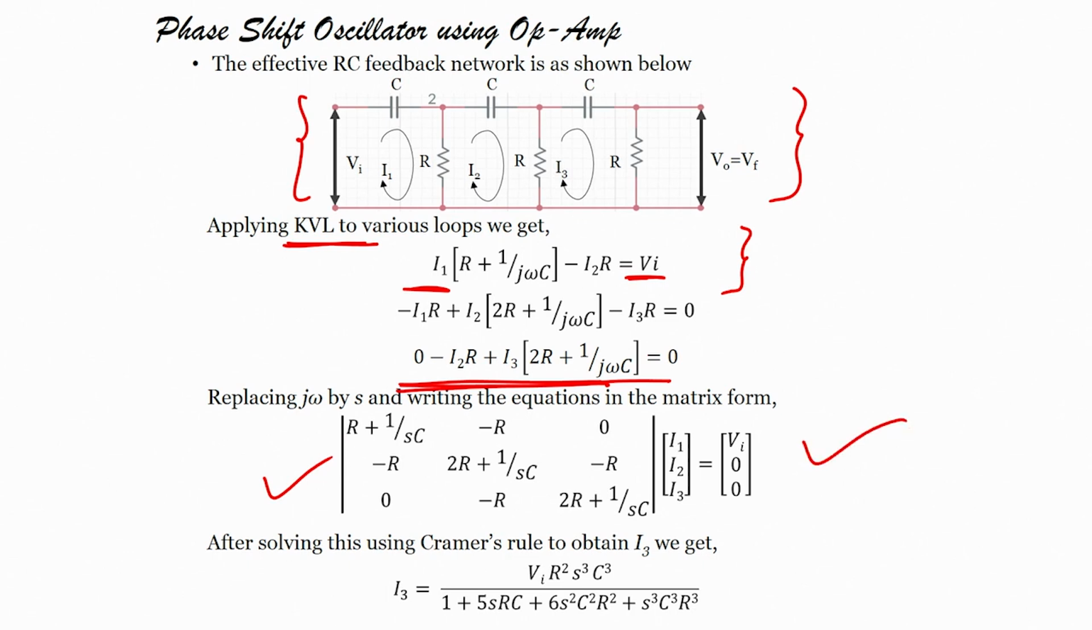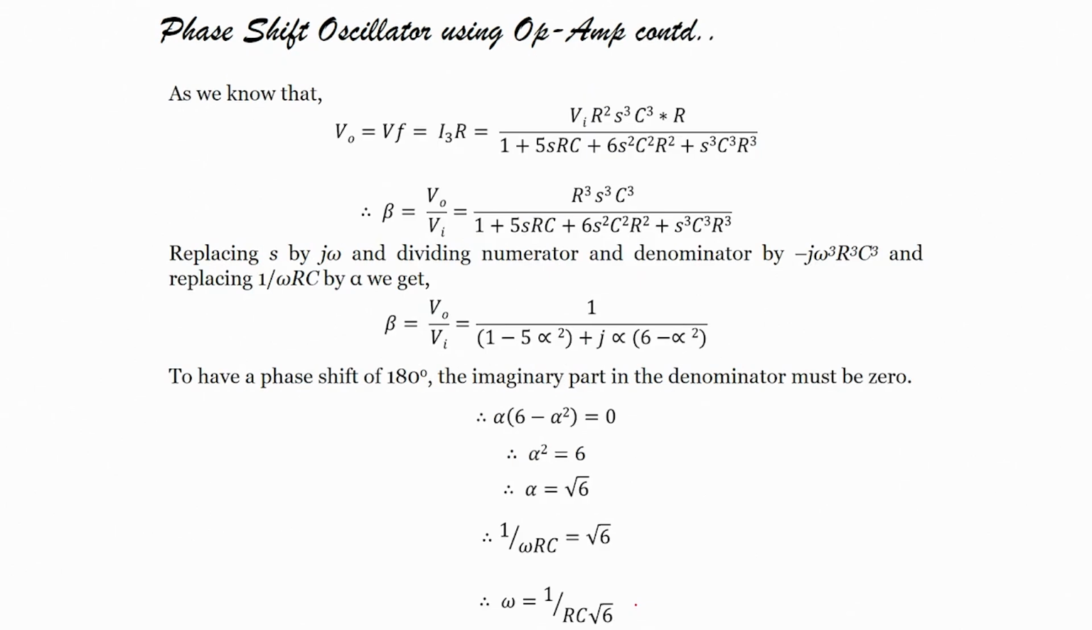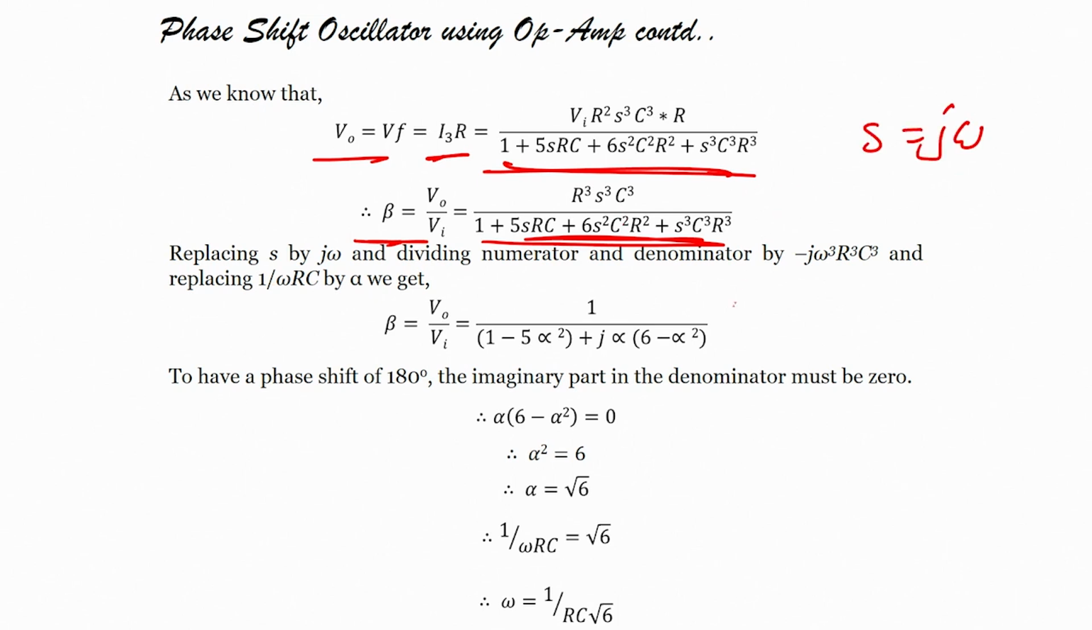Now, everybody should know Cramer's rule. So, using Cramer's rule, I can find I3. To obtain the value of I3, we use Cramer's rule, and then we get I3 equal to this particular value. Now, as we know, Vo equals Vf is I3 into R. So, if I substitute the value, then beta equals Vo by Vi, I will have this value. Replacing S by j omega, because we have considered S equals j omega, and dividing numerator and denominator by this particular value, we will have beta equal to this equation, right.